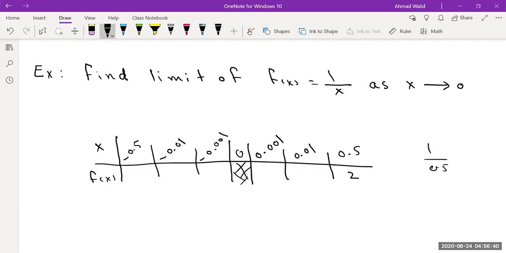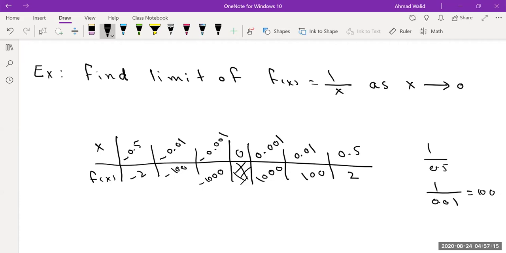If you plug in 0.01, it means move your decimal to the right 2 places, correct? It means it gives you 100. 1 over 0.01 gives you 100, right? And if you divide 1 by 0.001, it gives you 1000. Definitely here it gives you negative 2, here it gives you negative 100, here negative 1000.